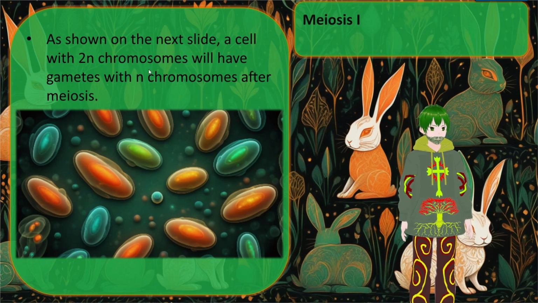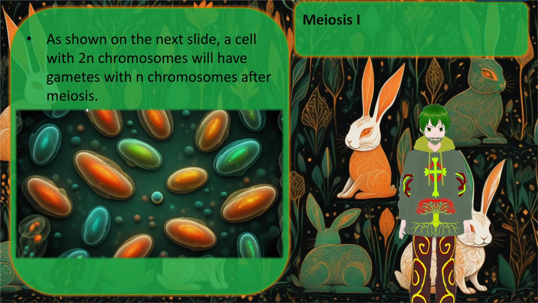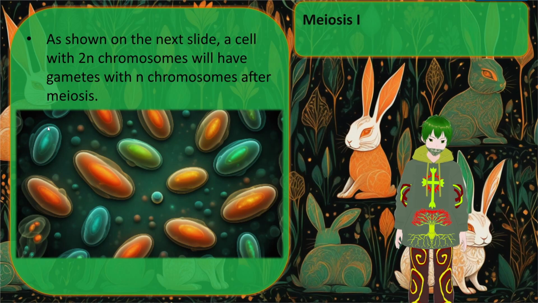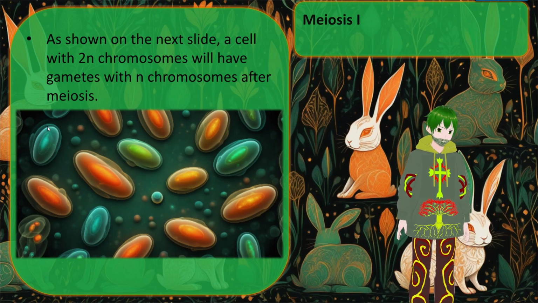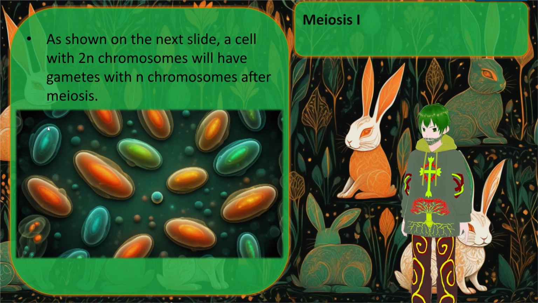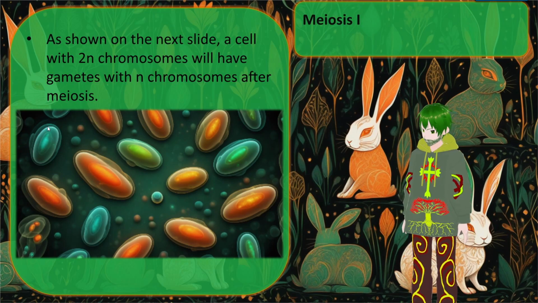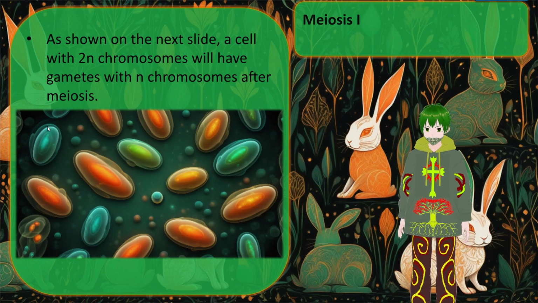And a cell with 2N chromosomes will produce gametes. So what has to happen prior to meiosis is you have to take your double pair of chromosomes and you have to double it. So going into meiosis, you have not just 1 pair of chromosomes, you have 2 pairs of chromosomes. And those will get whittled down into 2 daughter cells that have 2N. And then those 2 daughter cells will get whittled down into 4 daughter cells that have 1N.